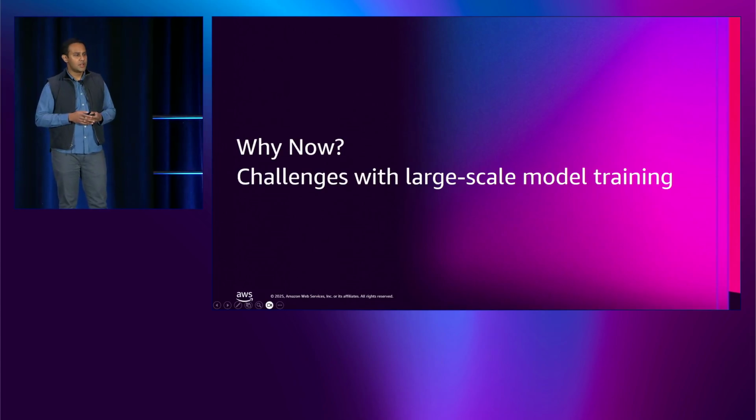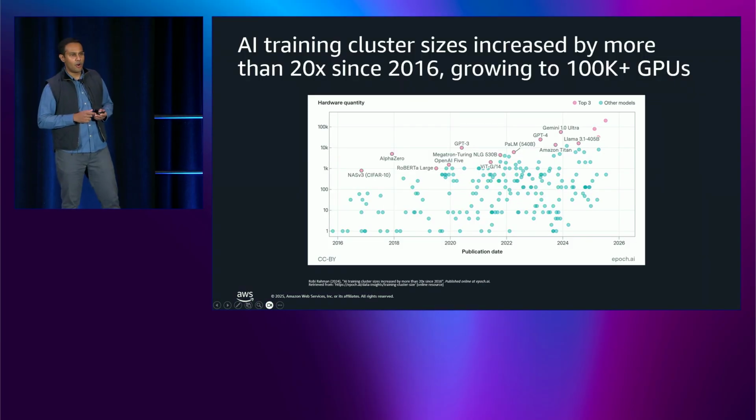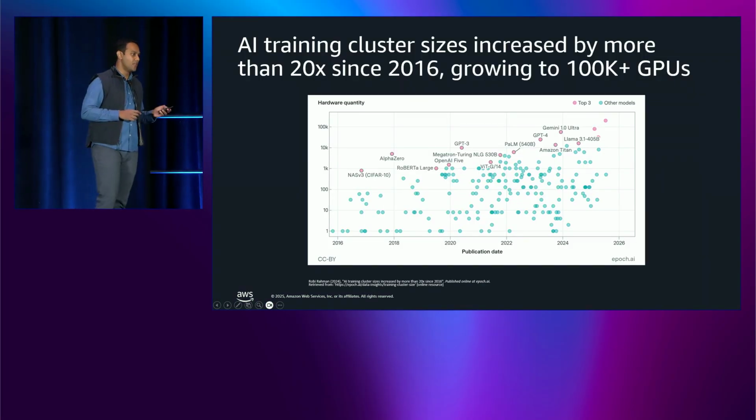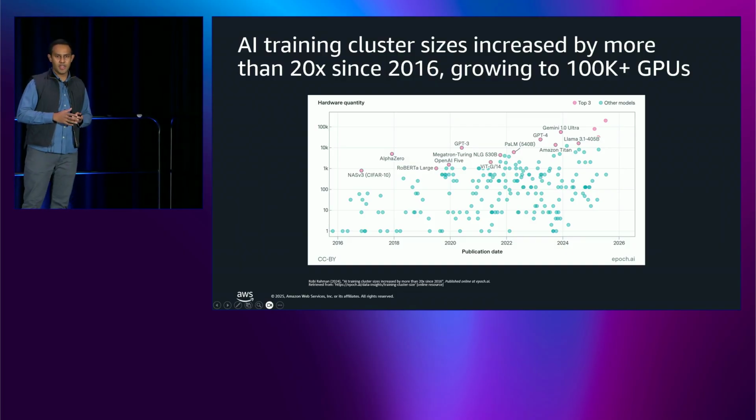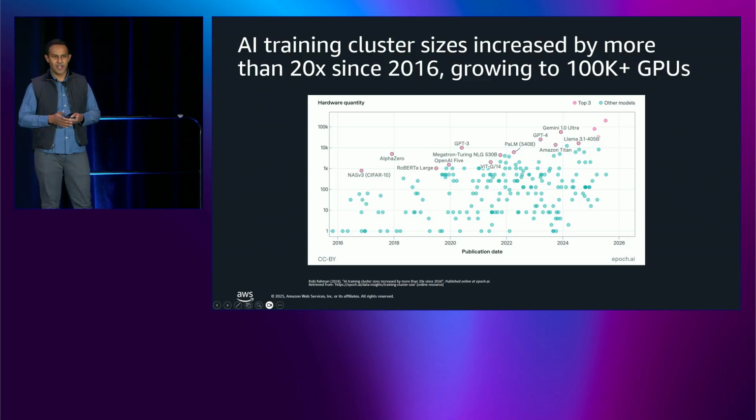So let's step back and think about some of the fundamental challenges with large-scale model training. I'd like to leave this up on the screen for a moment. The graph here is data from an organization called Epoch AI, and they've tracked usage patterns in terms of cluster sizes used for model training over the past decade. We've seen the size of these clusters grow from hundreds of accelerators to thousands to now hundreds of thousands of accelerators, which is nearly a 20 times increase over the past 10 years.